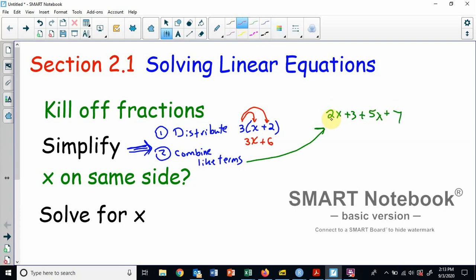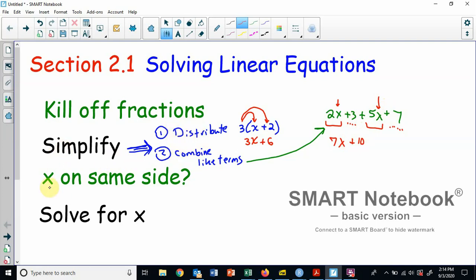The things that are like terms are the things that are alike with the variables that they have. Notice these 2 terms have an x, 2x and 5x. So that means I can combine them, which just means I can add them. This is a positive 2x and a positive 5x. 2x's plus 5x's makes 7x's. Normal plain numbers with no x's are also considered common, so I can combine these like terms. Positive 3 plus positive 7 is a positive 10. So those are the 2 steps that we'll look at for simplifying.